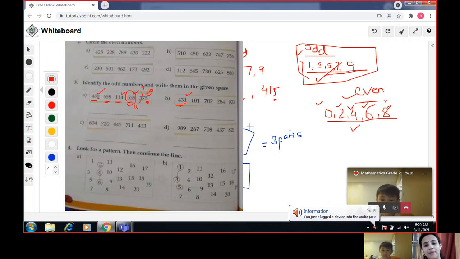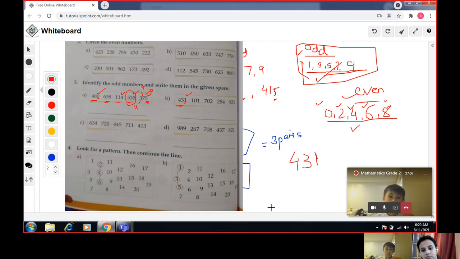Okay, so now please tell me, is 431 even or odd? See, this is the ones place, and in the ones place there is one. One is the odd number. See here, the odd numbers are 1, 3, 5, 7, 9. So one comes in the place of odd numbers. So this number is an odd number.